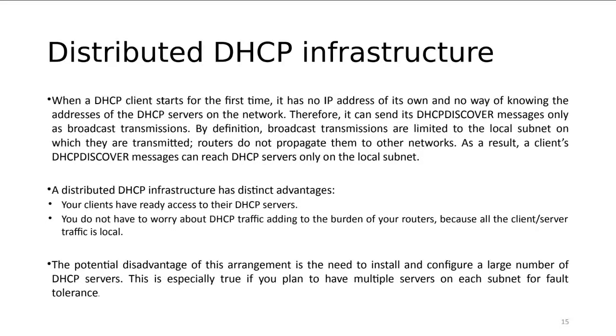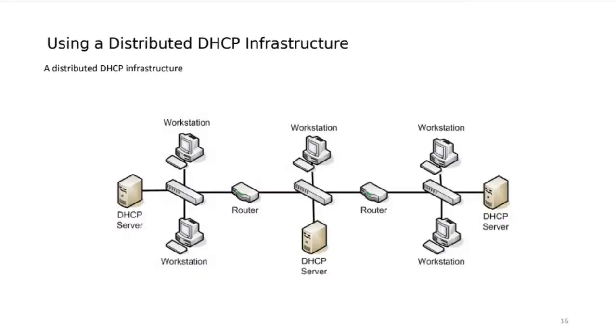Now there is another infrastructure option. First, this is a diagram for a distributed one. You look here, each network has its own DHCP server, in each LAN, each network. So if we show you this diagram, what kind of infrastructure is this? This is distributed. This we might ask you in the quiz or in the exam.